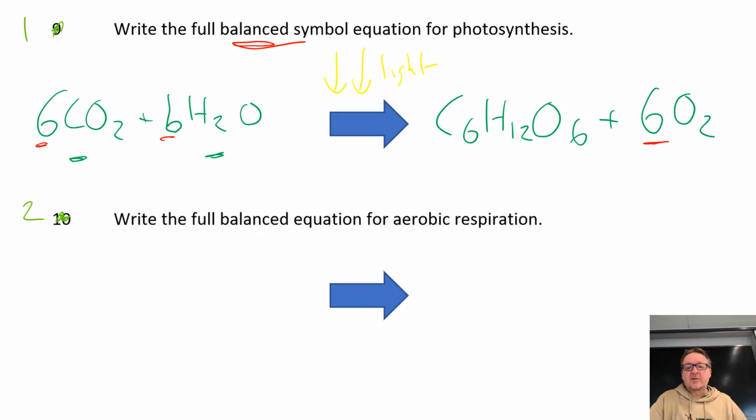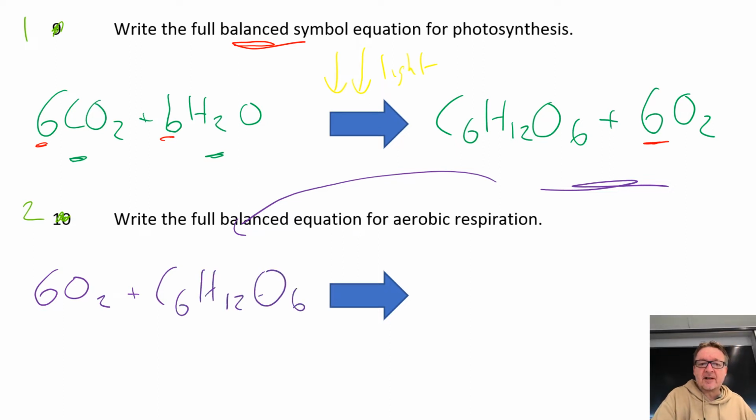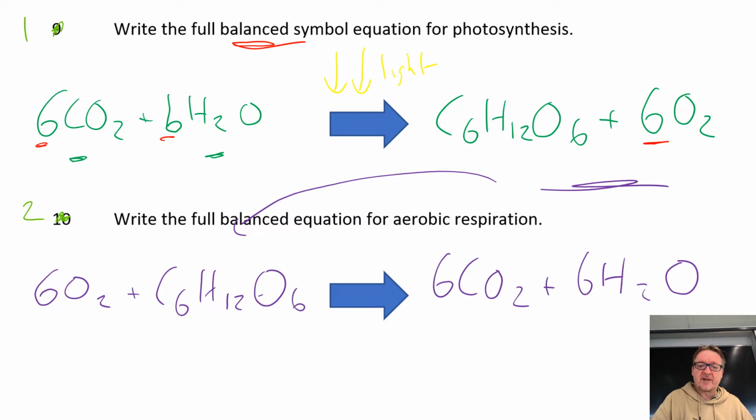The full balanced equation for aerobic respiration. I'm going to do this one in purple. This is really tricky, this one. It's almost as if I'm going to be writing this side over here. Plus C6H12O6, arrow, 6CO2 plus 6H2O. That is then aerobic respiration. Full balanced again. The balanced bit is the 6, no 6 there, 6 and 6, making the same amounts on both sides.